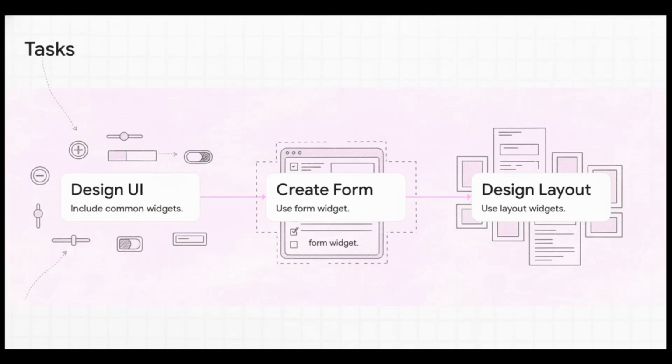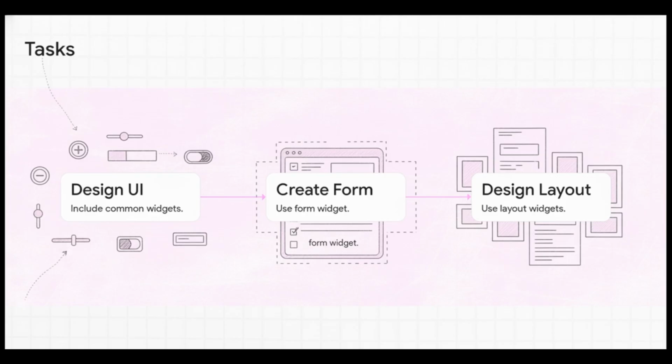Now, taking those raw tools and actually turning them into a functional app requires a strict, sequential three-step plan. First, you design the UI by explicitly structuring those common widgets. Second, you focus on user input by creating an interactive form. And third, you step back and design the overarching app layout.